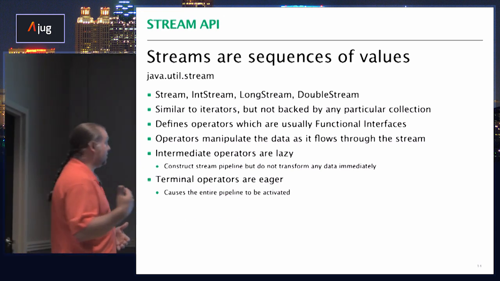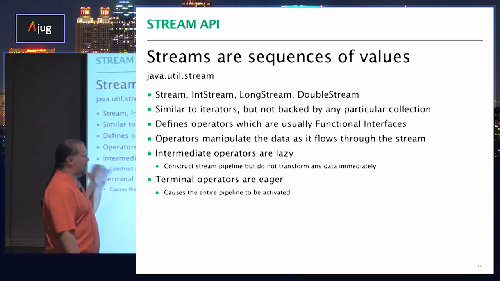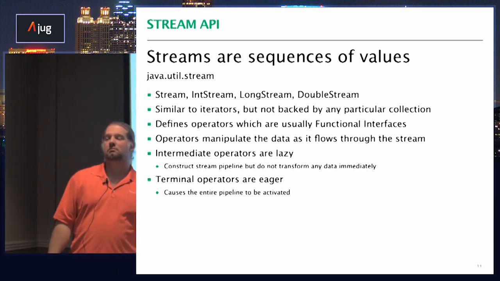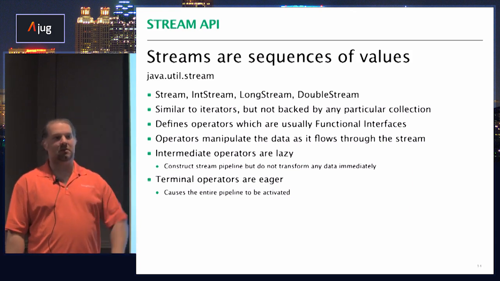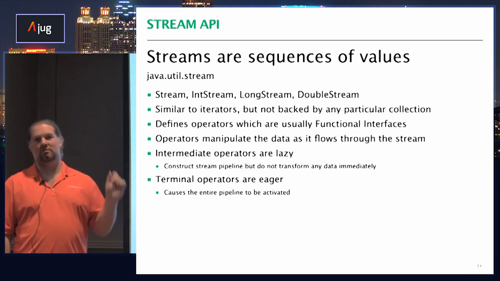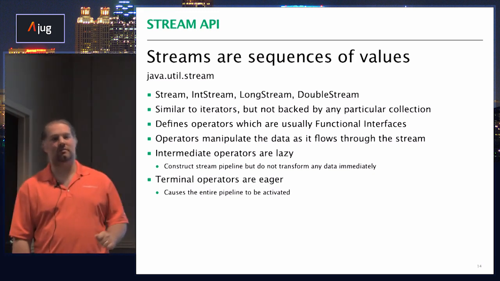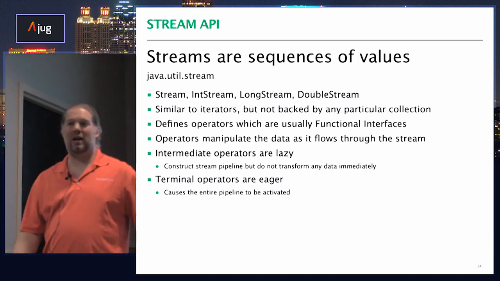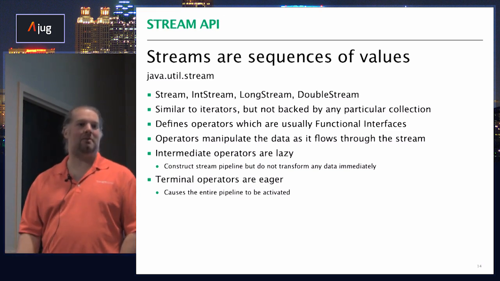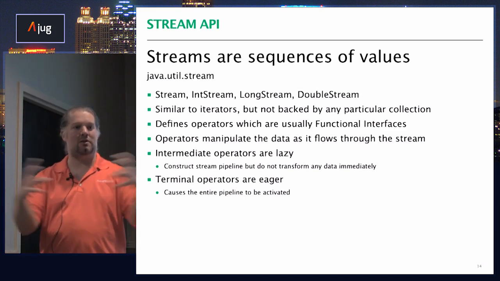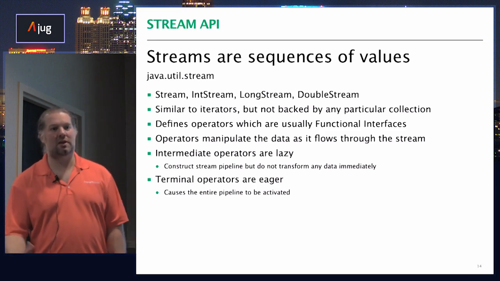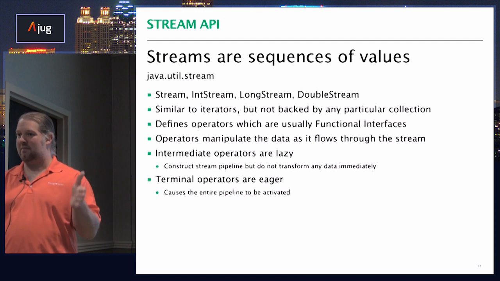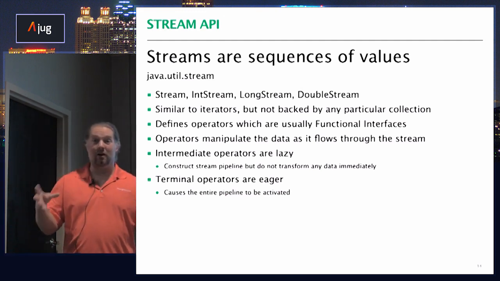The intermediate operators are lazy. So if I say, hey, collection.stream.filter, then transform with a function, then, I don't know, create new stuff or do a flatMap. So expand my stream or reduce my stream. All of those things are lazy. I can set up as many of those as I want, and nothing's going to happen until I call a terminal operator.